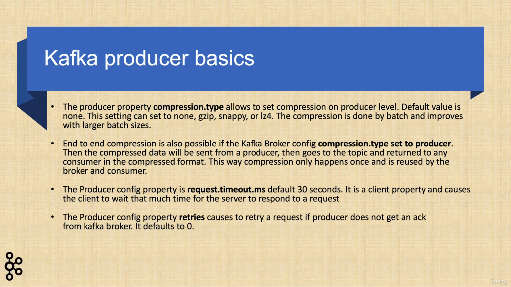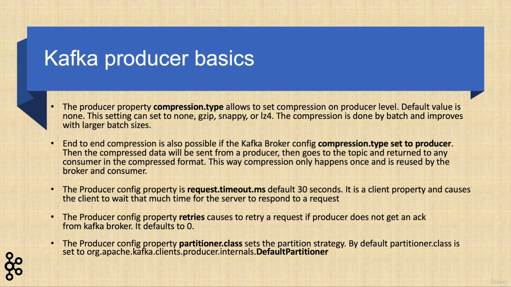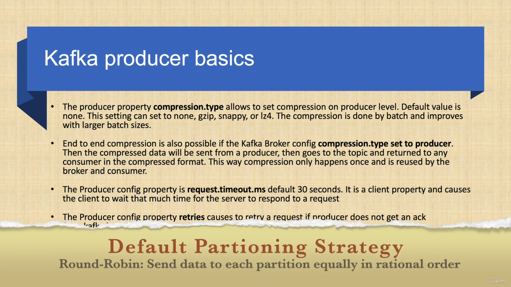The producer config property partitioner class sets the partition strategy. By default, the partitioner class is set to the default partitioner. The default partitioner uses a round-robin approach to distribute the load on partitions. That means it will send the data to available partitions one by one in rotational order.